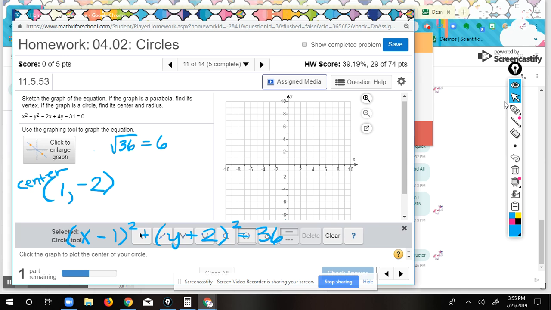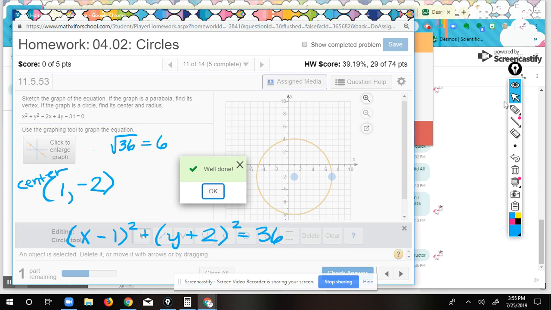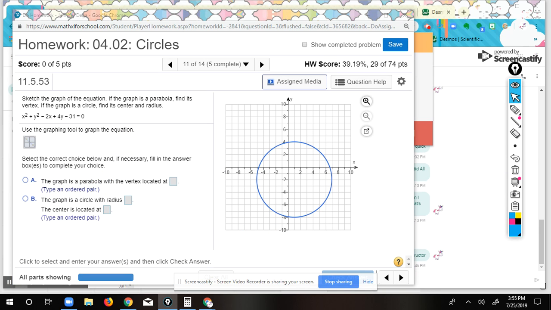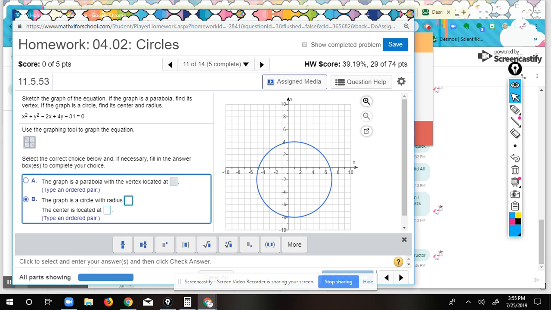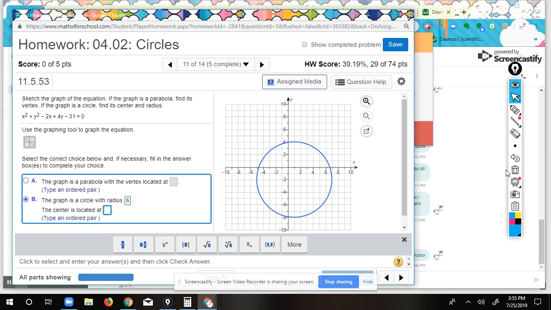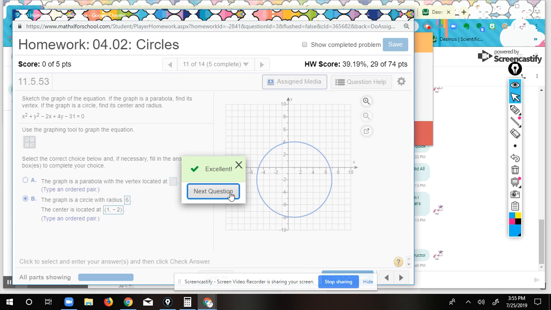So 1, negative 2, and then 6. 1, 2, 3, 4, 5, 6. Yay! Okay. They want to know the graph is a circle with a radius of 6, and the center, what was the center? Let's hit undo. 1, negative 2, that was the center. 1, negative 2. Yay!